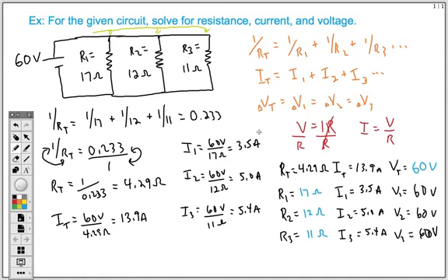So in review, our rules for parallel: for total resistance, you're going to be using the reciprocals for each of those resistors. For total current, you just add up all of the currents from each of the branches. And then our total voltage is going to be the same throughout the entire circuit.